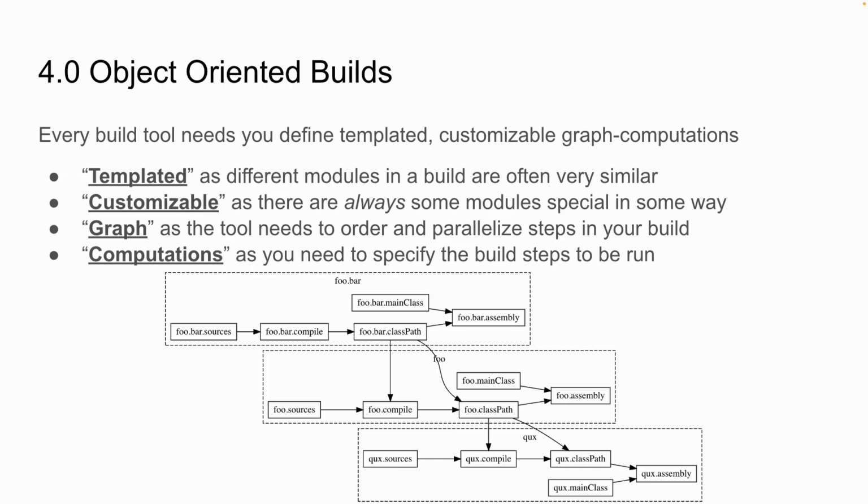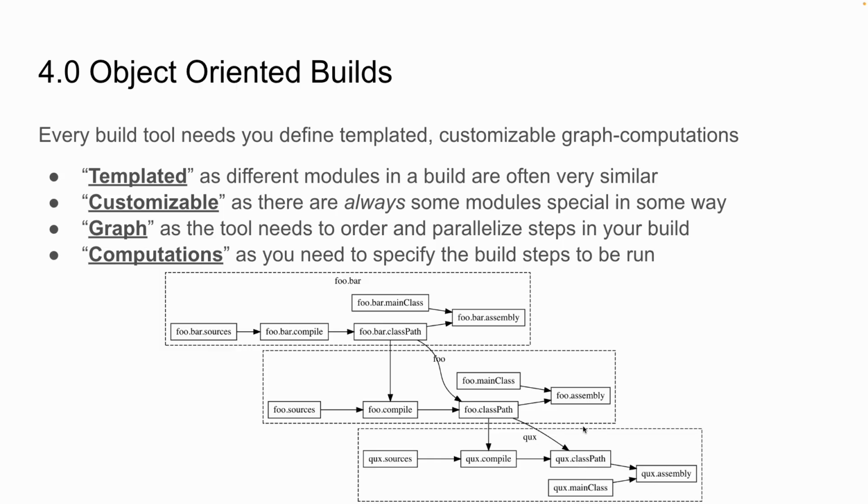And this is a bit of a lot of words, but for example, if I have a foo.bar module that's used by a foo module that's used by a quux module, foo.bar sources need to get compiled. Its classpath gets used by foo.compile, gets used by foo.classpath, gets used by foo.assembly, gets used by quux classpath, quux.assembly. So you have this build graph.